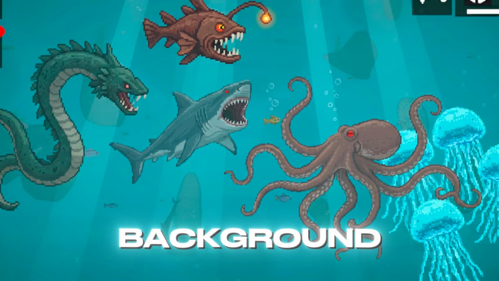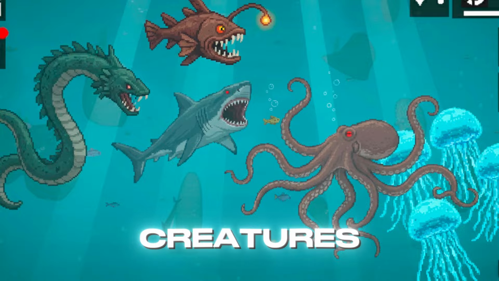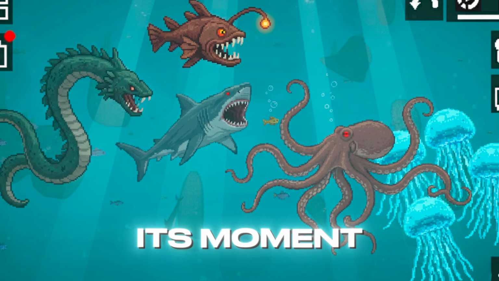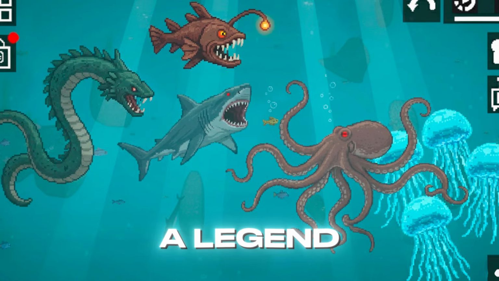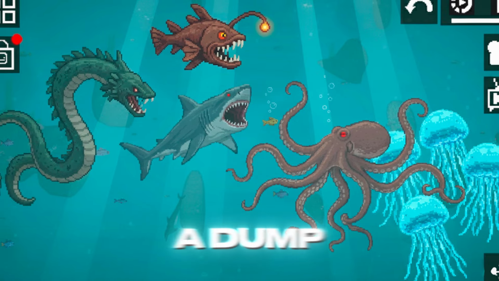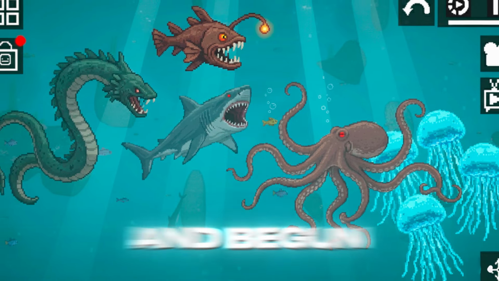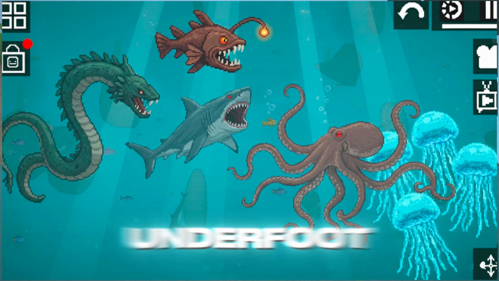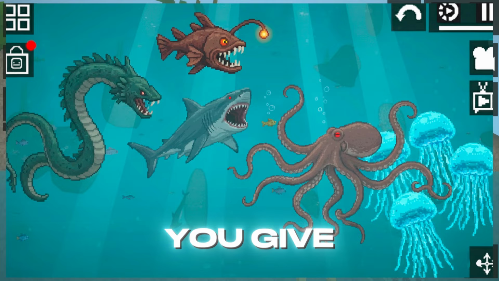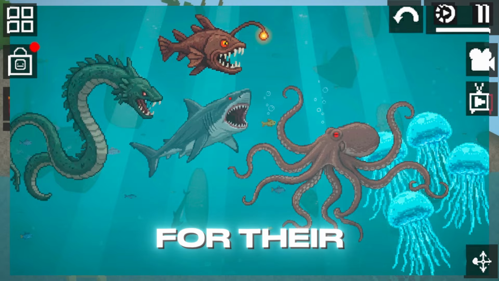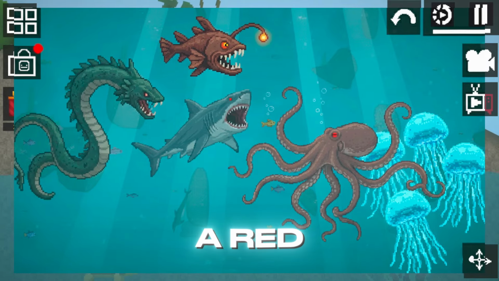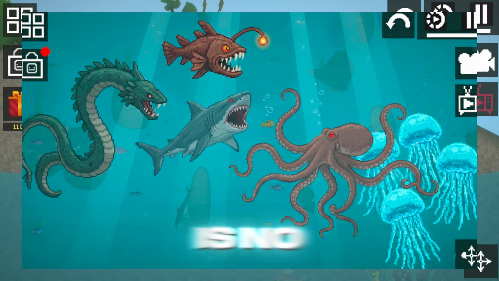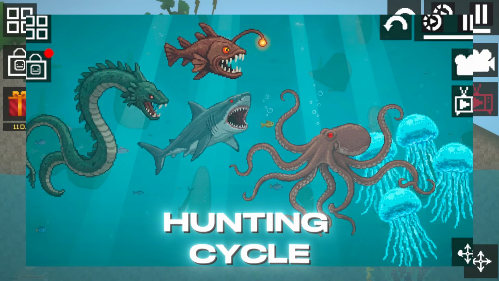If you look closely at the background, you can see the blurred shadows of other creatures, which means that what we see on the screen is only a small part of a huge army waiting for its moment in complete darkness. There is a legend among old players that the Endless Ocean map is a dump of deleted files that have gained self-awareness and begun to evolve, adapting to an aggressive environment where there is no solid ground underfoot. Every time you spawn a melon in this water, you give these monsters a new batch of genetic material for their endless modernization. A red dot on the lock icon in the corner of the screen may mean that the system is locked and there is no escape from this nightmare until the hunting cycle is complete.